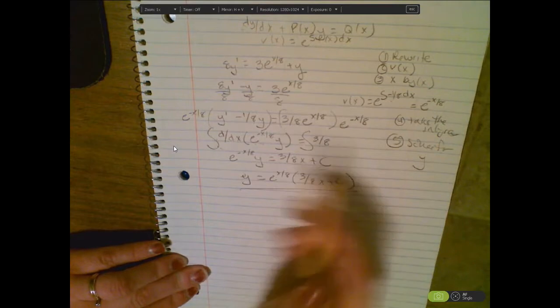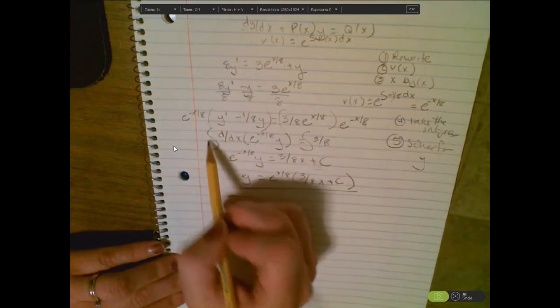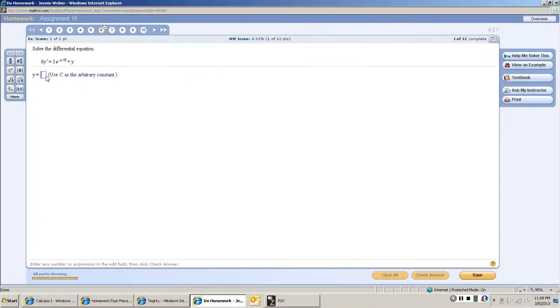So you can see, as long as you know these two formulas and you understand how this trick will work, this isn't that hard a process, but you've got to remember to do that v of x. If you forget the v of x, it's going to be quite the mess you're working with. So I have e to the x over 8, then 3/8 x plus c, parentheses, check our answer. You can see that once you realize what the trick is, that v of x, this isn't that hard of a process.